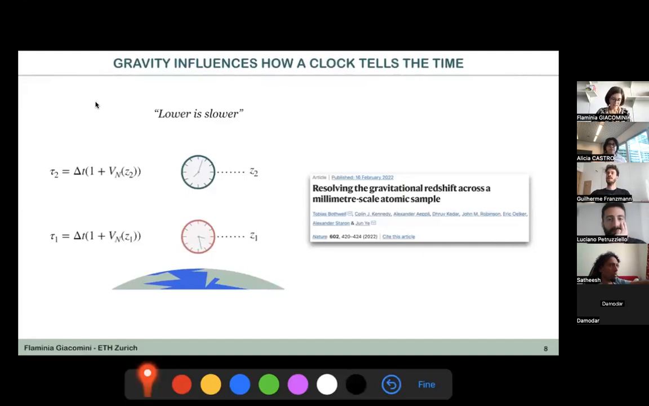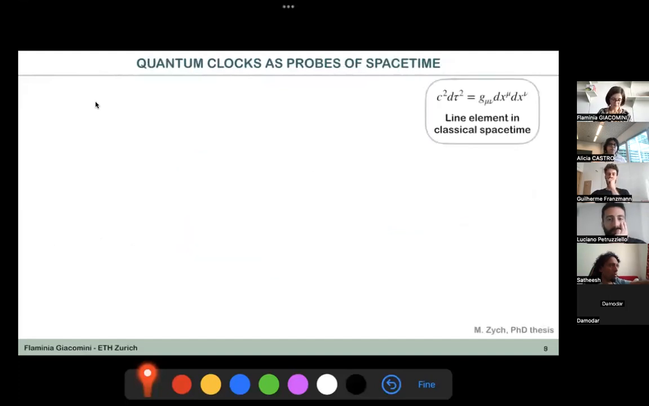Now, let's go one step further, and let's look at the formalism for quantum clocks in a classical spacetime. So this is the line element in some classical metric field.